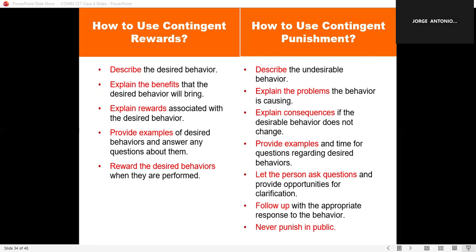So the bottom line is that transactional leadership works best when expectations are clear, rewards are clear, and consequences are consistent. And of course, leaders should follow through.